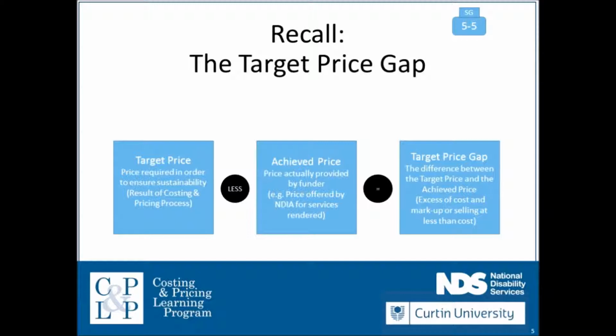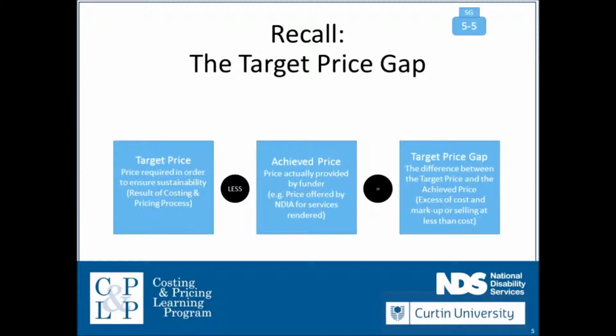The difference between the target price and the achieved price, or that target price gap, needs to be calculated for each individual service, but it is at the aggregate of services and activity levels that it really comes into play. Each individual service needs to be priced in order to be able to determine its individual gap, and so that you can see which services provide profit to the organisation and which don't. But at the aggregate level, it's the combination of those prices by the activity levels for each service that allow us to understand whether we are truly financially sustainable or not.